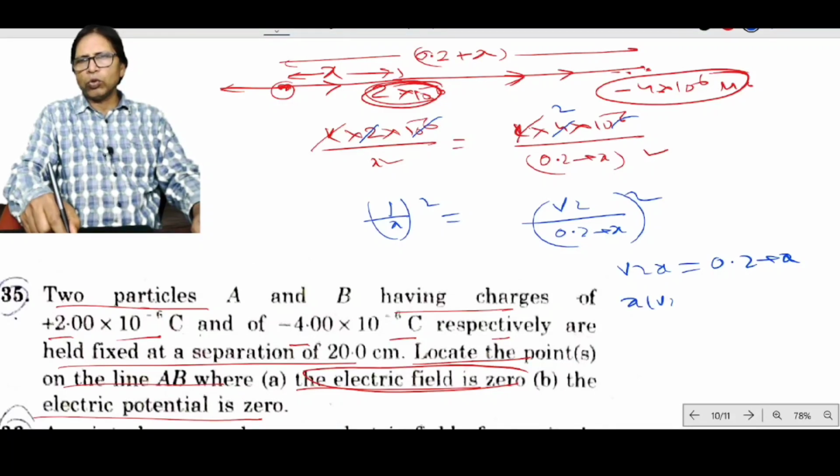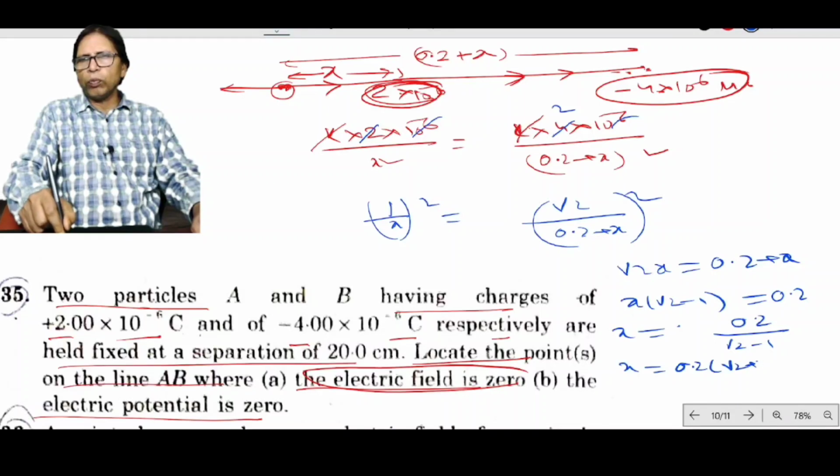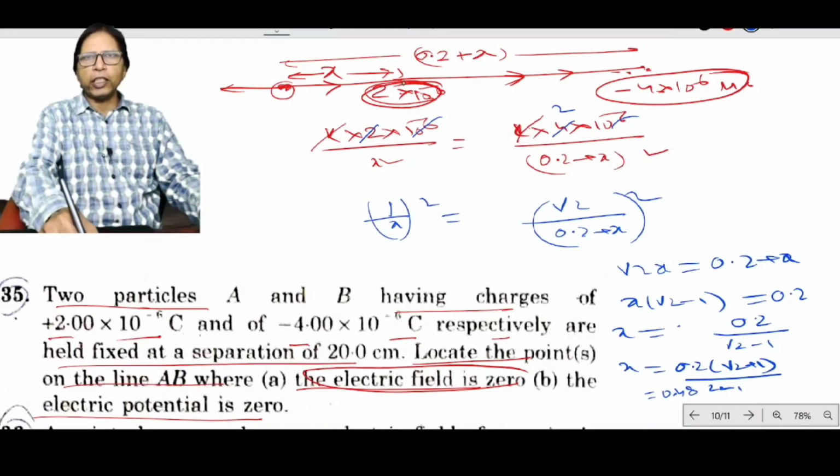Therefore, x into (root 2 minus 1) equals 0.2, this is the point. Therefore, x equals 0.2 divided by (root 2 minus 1). So x equals, look at this, 0.2 into (root 2 plus 1) divided by (2 minus 1). Okay. So, look at this, root 2 plus 1 means 2.4, into 0.2, this is 0.48. Okay. Therefore, electric field is 0 at a distance 48 centimeter from the 2 microcoulomb charge.